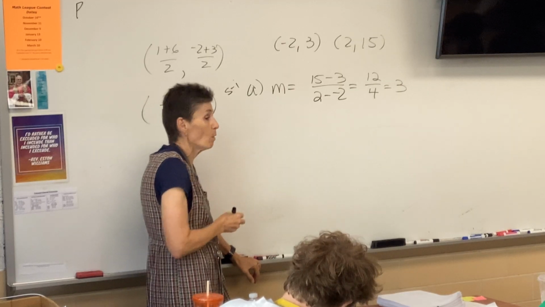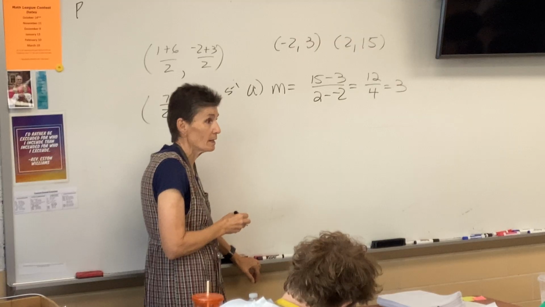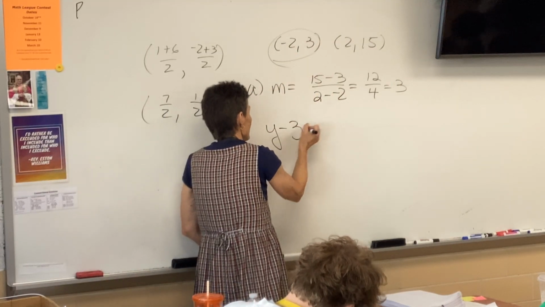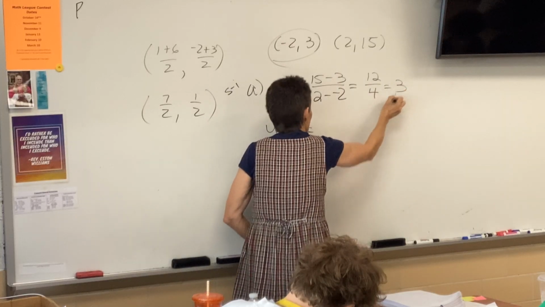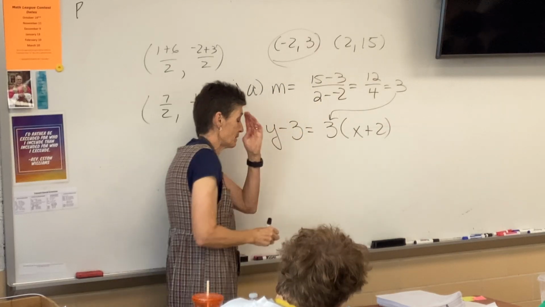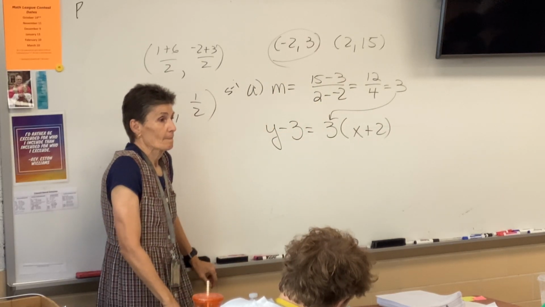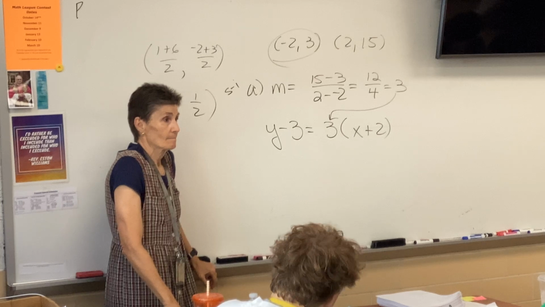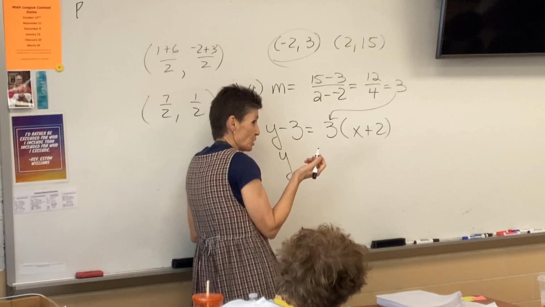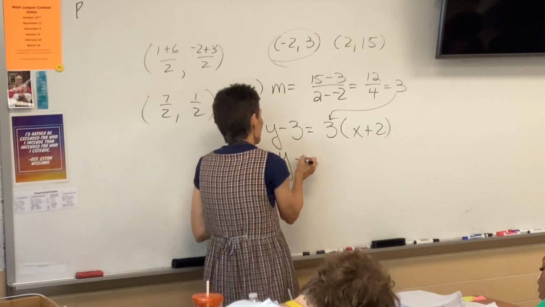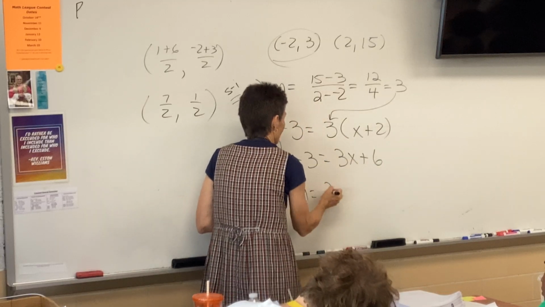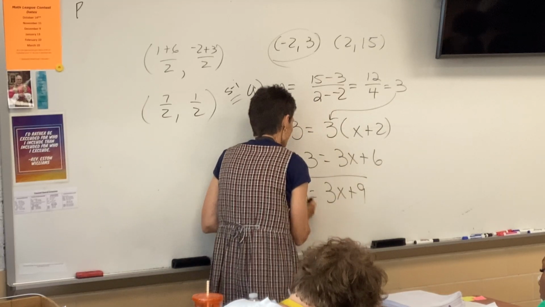Then I'm going to pick a point. It doesn't matter which one. Let's pick that one. Y minus 3 equals 3 times x plus 2. Take a look at that, make sure you follow that. Since it's slope-intercept, I changed the directions for this is slope-intercept. I'm going to distribute. And there is my answer.